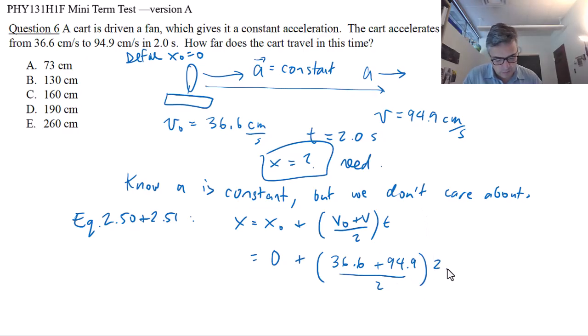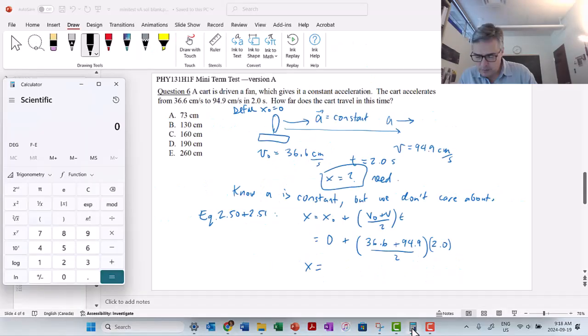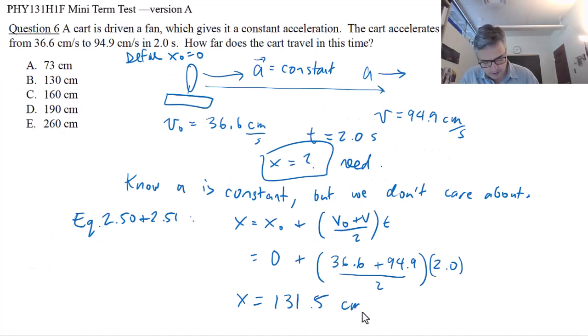So this 2.0 seconds here will cancel the seconds there, and you'll just end up with centimeters. So this should work, I hope. X is equal to, open bracket, 36.6 plus 94.9, close bracket. Well, I think that's really all we need to do, because we're going to divide by 2 and times by 2. 131.5. And that is going to be in centimeters. So closest answer is B.